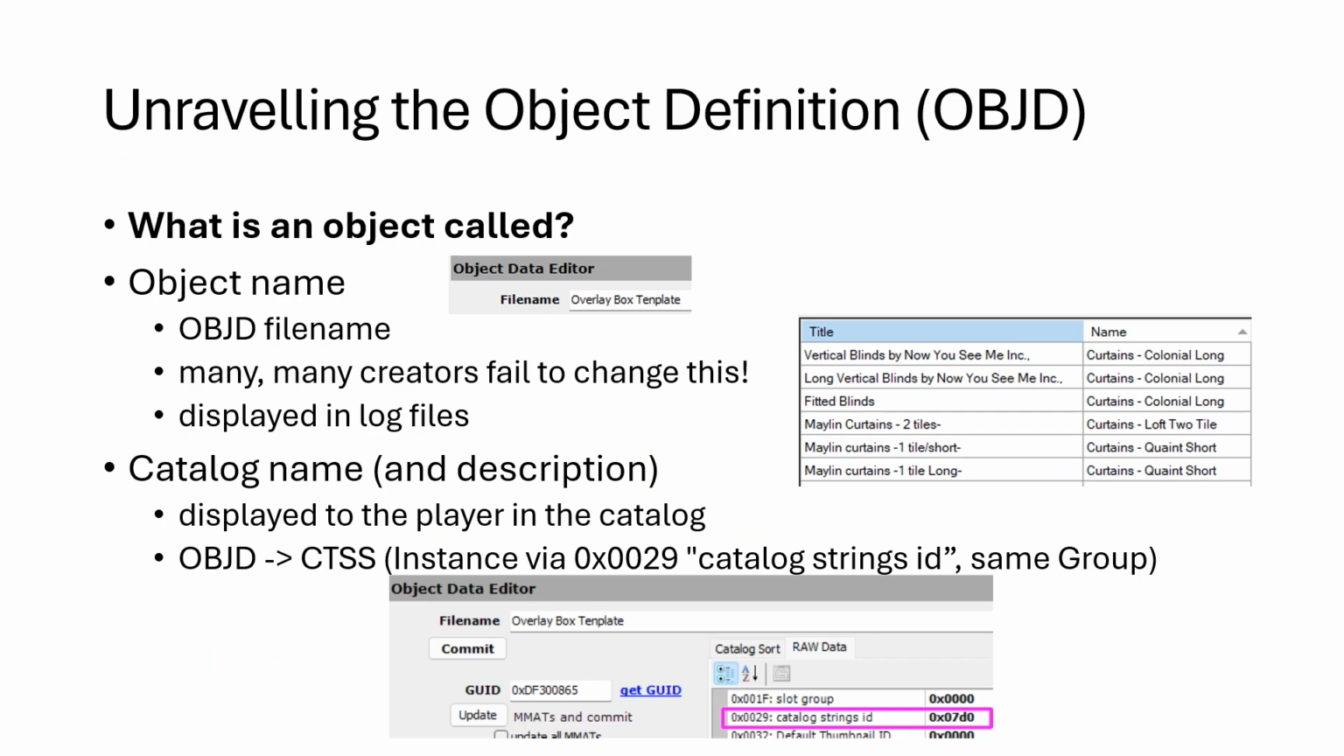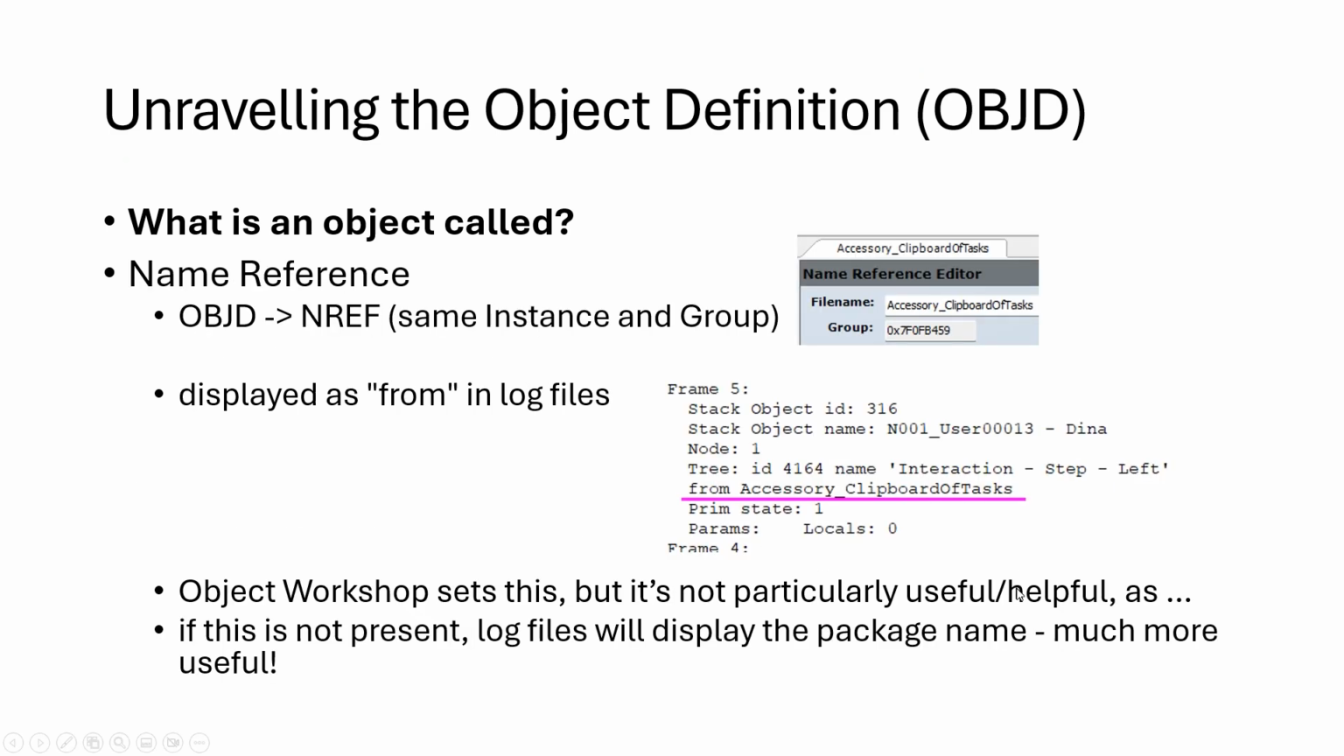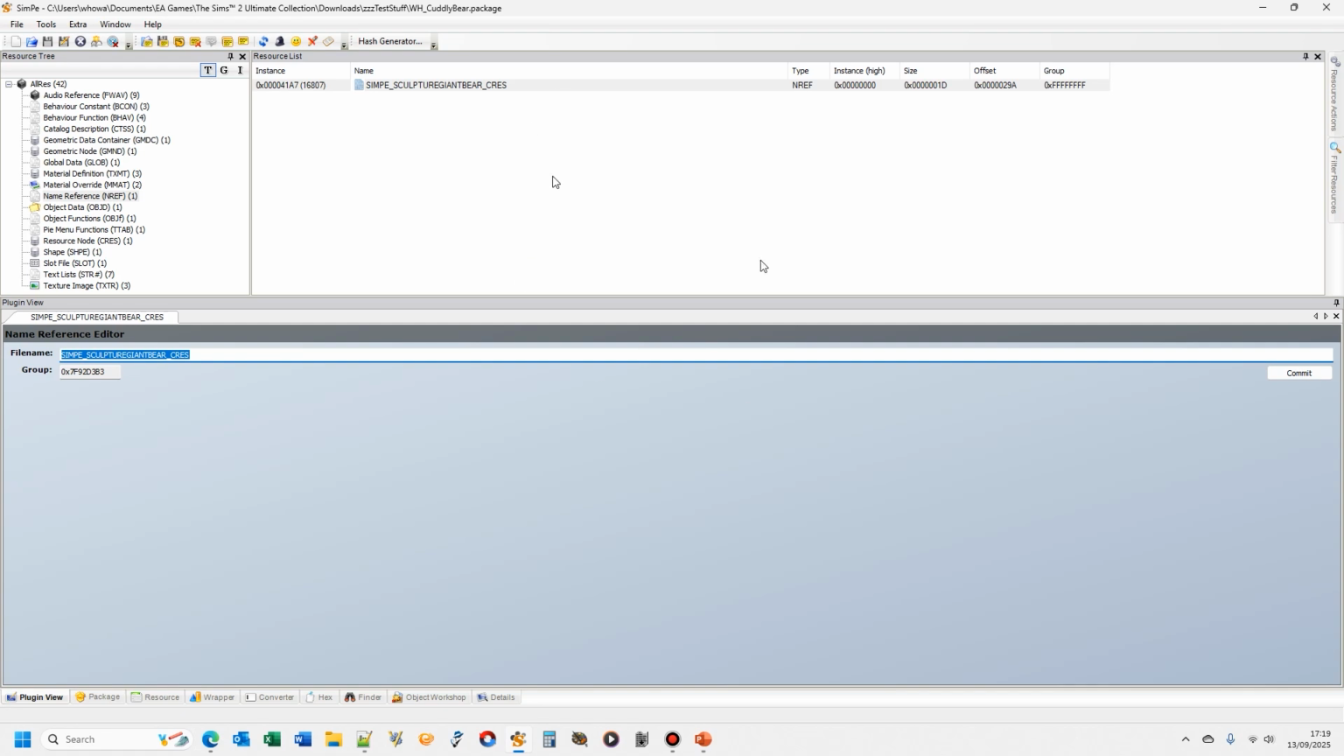Just go back to my slide. From accessory clipboard of tasks, because that's what my nref is. However, if you delete that nref entry, it will put in the file name that the object was located in, and that is usually much more useful when you're debugging your own code. You know, oh, an object threw an error and it's in, you know, WH accessory clipboard of tasks .package or whatever. So bizarrely, an object has 3 names, just to confuse the issue.